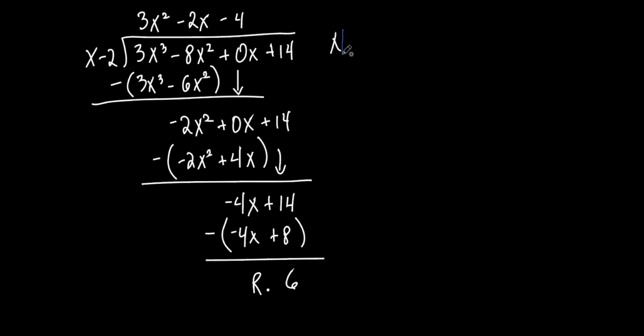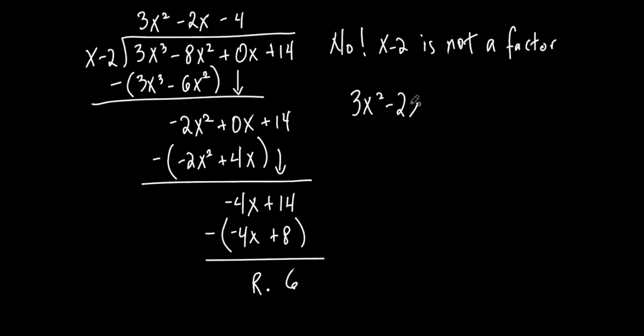So technically your answer is no, x minus 2 is not a factor. But I know what you're asking. Can't you just tell that by looking at it, though? Not always, no. So you could write it like this. What's your answer? 3x squared minus 2x minus 4. You could just put R6. That's what sometimes they let you do.